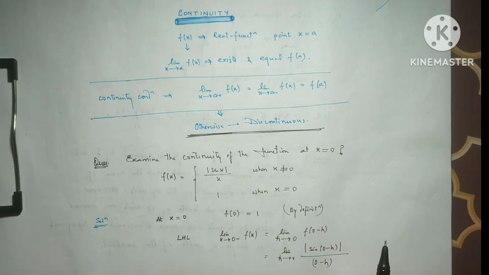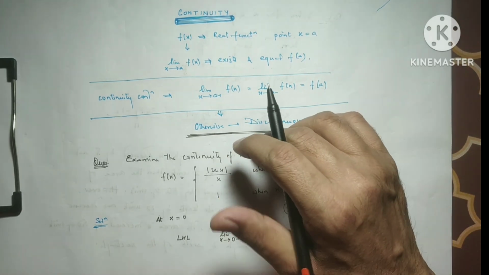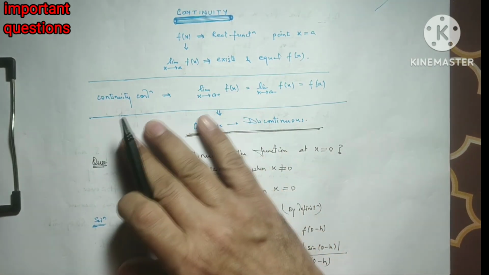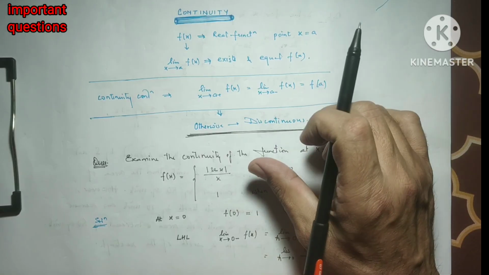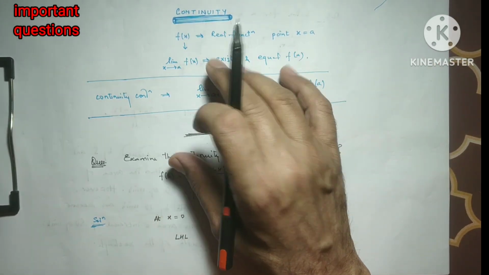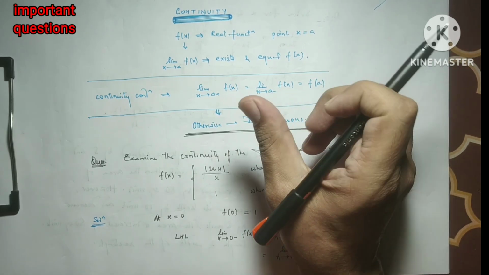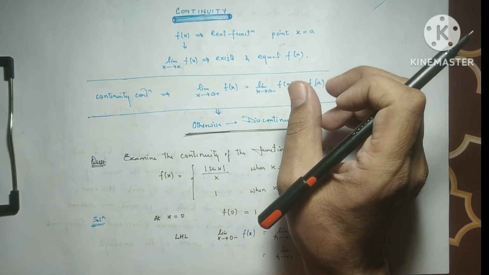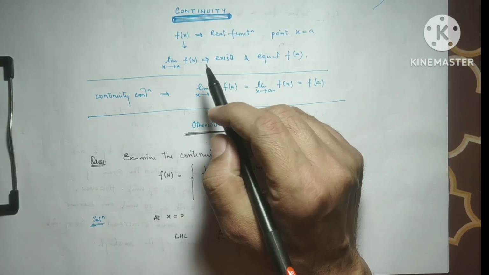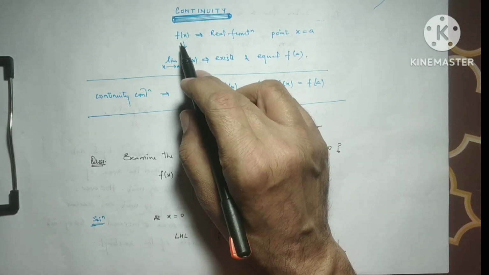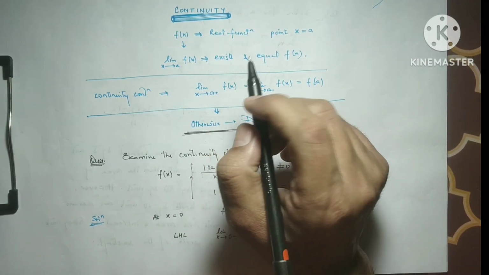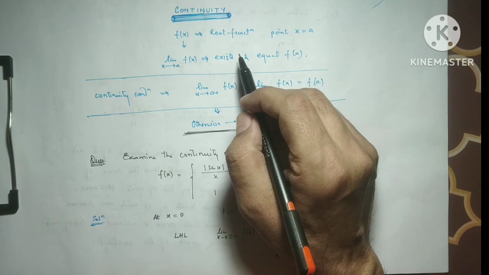Hello guys. Today we will continue the previous topic, continuity. This time we will discuss a few more new important questions. Just like continuity, this topic is based on the function and the point at which we will check it. So according to this, we have a function, and it should be a real function and it should be defined.